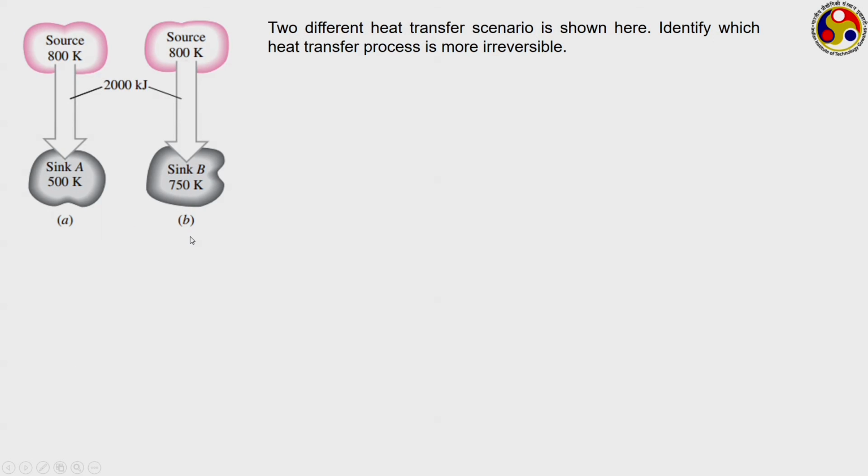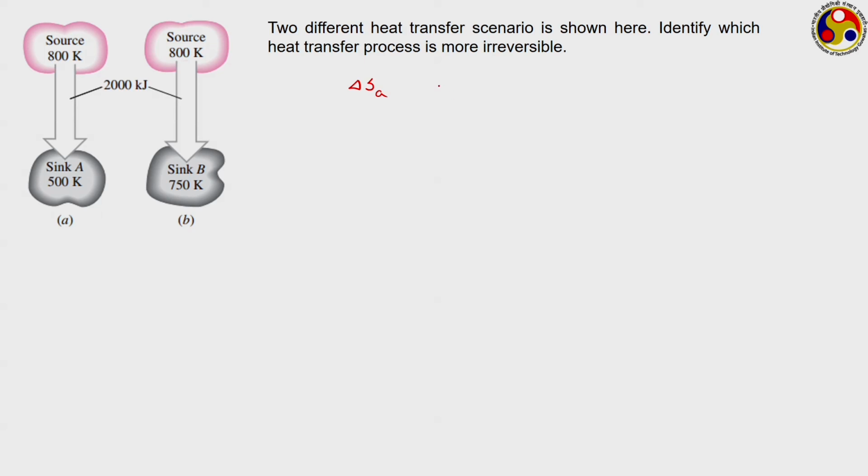Let us quickly do one calculation. Here I am presenting you with two situations. In situation A, you have a source at temperature 800 Kelvin and sink at temperature 500 Kelvin and exchanging 2000 kilojoule of heat. Then how much is the entropy transfer in case number A?